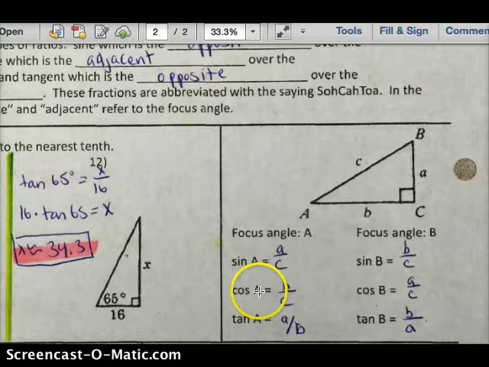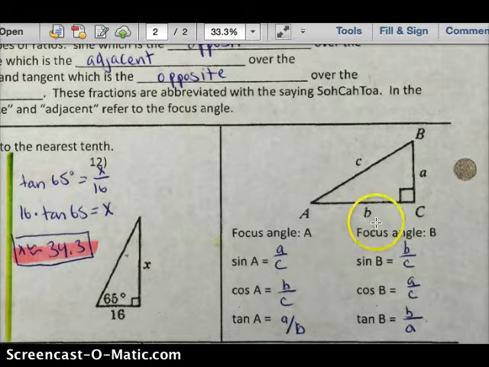Again, you're still staying on angle A. Cosine is the adjacent over the hypotenuse, CAH, in SOHCAHTOA. So that would be B over C. And tangent is the opposite over the adjacent. That would be A over B.